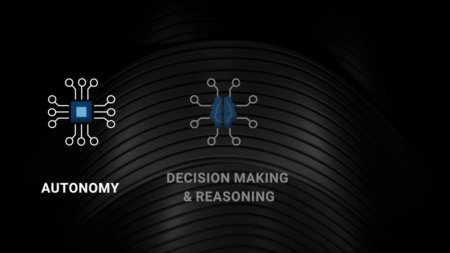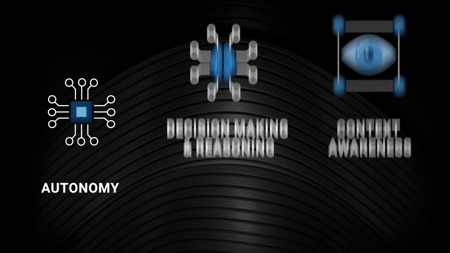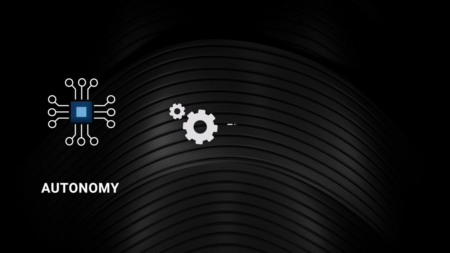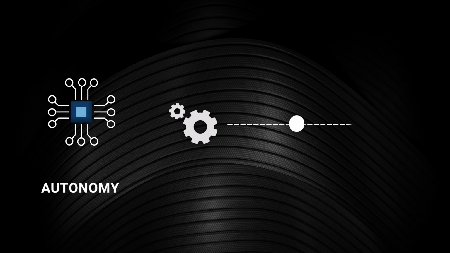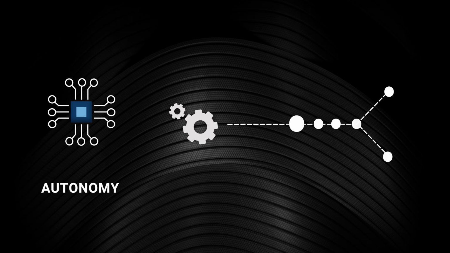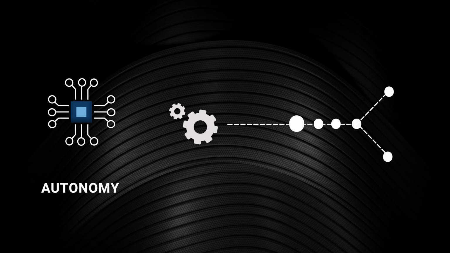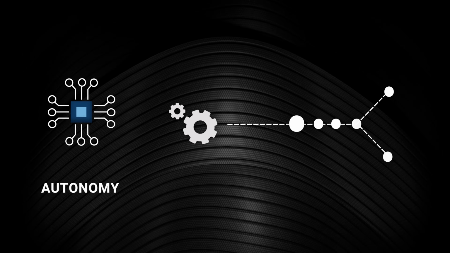So the key difference is that an agent doesn't just follow instructions. It analyzes, adapts, and decides its next move based on the situation and available tools. To wrap this up, you only need to remember 3 characteristics of an AI agent: autonomy, decision-making and reasoning, and context awareness. Autonomy means that AI agents don't just respond once and stop. They can take multiple steps, make decisions along the way, and continue working toward a goal without constant input.